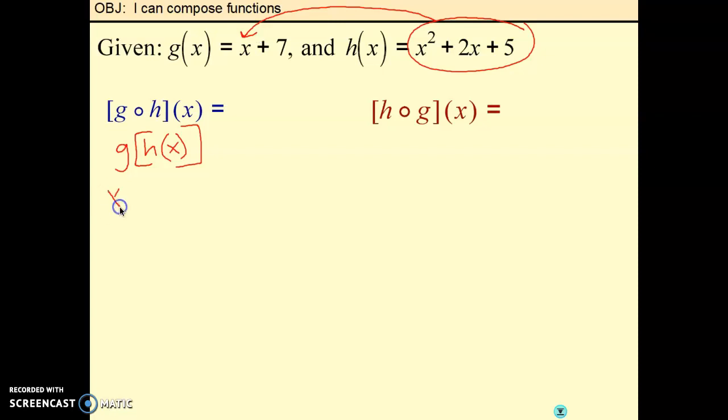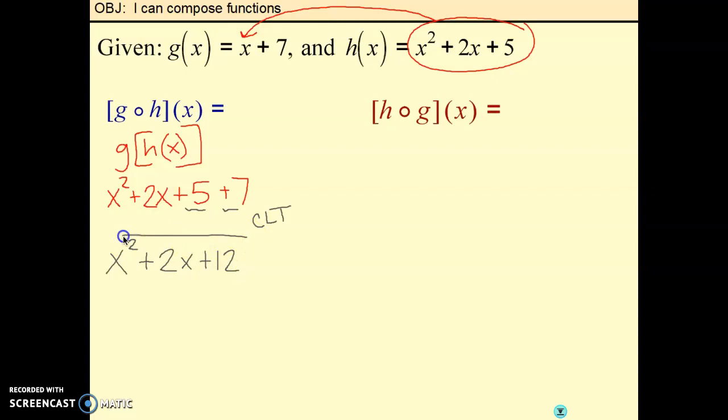So maybe it seems easier, or maybe it looks too easy. But I'm going to take this whole h of x function, plug that into the g function, so that x squared plus 2x plus 5 plus 7, and then I can combine like terms. And that's about it, right? So it's kind of like what we saw on Tuesday when we just had x as our input. We just end up with an expression in terms of x as our output. So here's our new function where I've composed by plugging the h function into the g function.